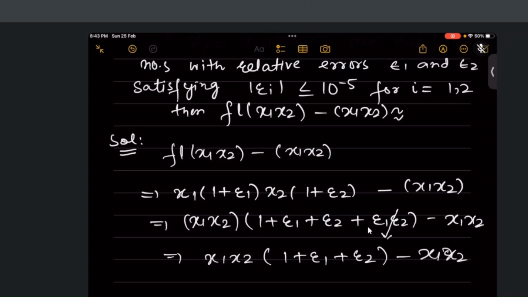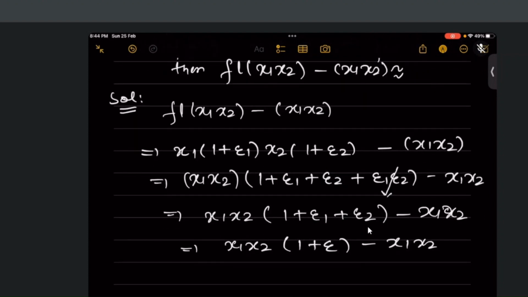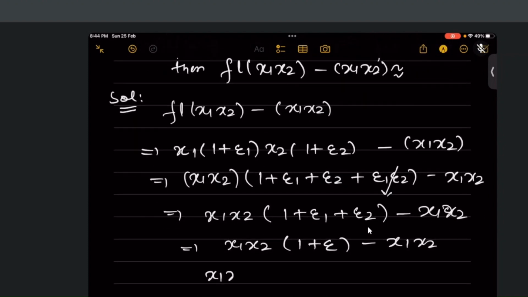Now epsilon 1 plus epsilon 2, simply we can write it as epsilon, right? The error which propagates. So x1 x2 here we can take common. So we can write 1 plus epsilon minus x1 x2. Understood till here? Now x1 x2 taking it as common, 1 plus epsilon minus 1, this and this will be cancelled. It will be x1 x2 into epsilon.